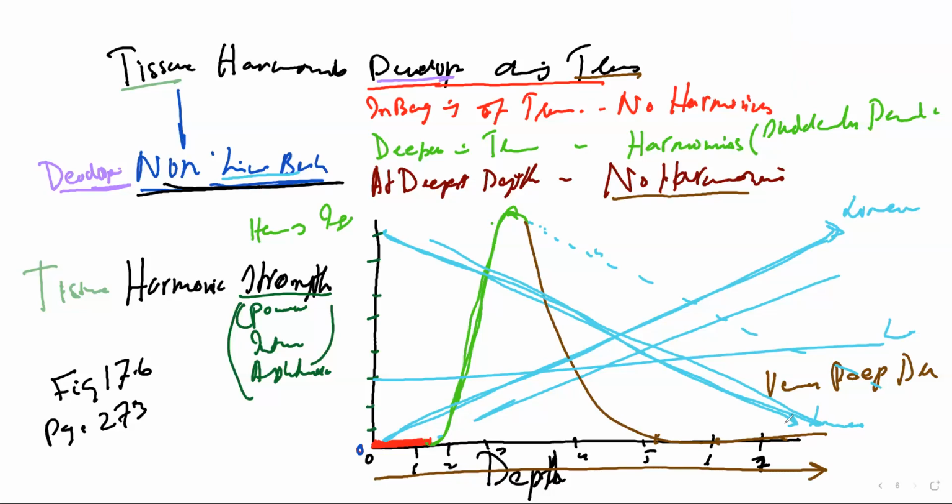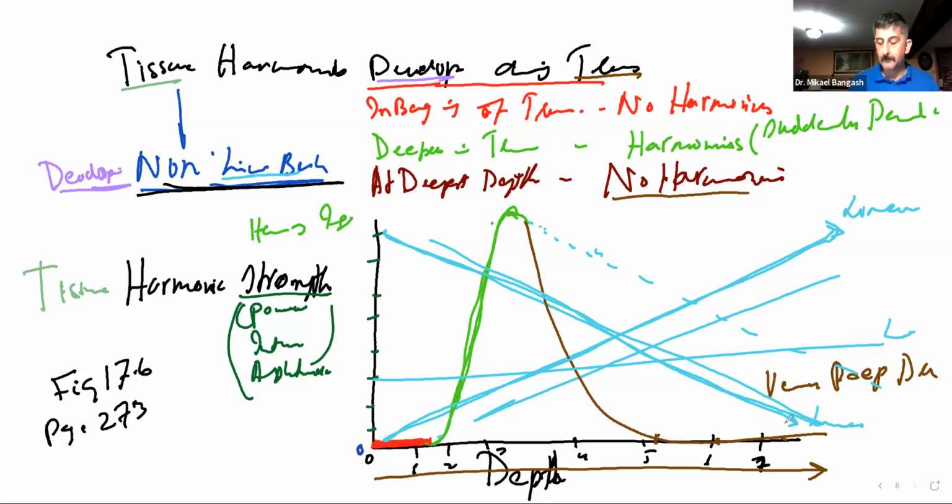Clear? Okay. So, ladies, at the beginning of the image, or beginning of the transmit, or at superficial depths, there are no harmonics. The harmonics develop at deeper depths. And at the greatest depth, that's where we don't have harmonics again.